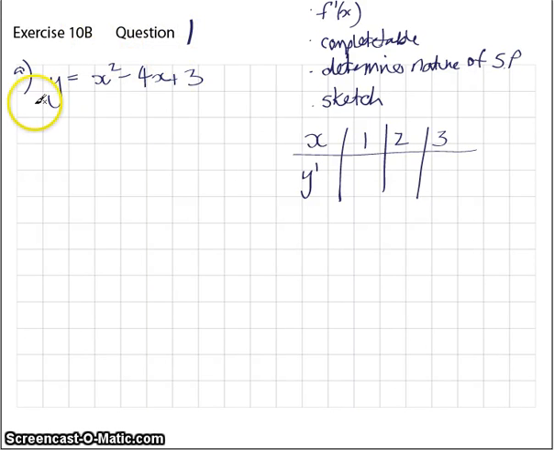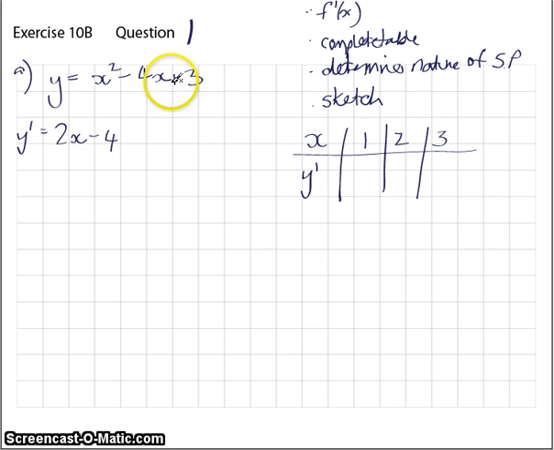For this first question, we're given this function, y equals x squared minus 4x plus 3. So we're given this quadratic. First thing off the list is to find the derivative. So I'm going to do that just by calling it y dash. And I'm going to use the power rule on each term. So I've got 2x minus 4.